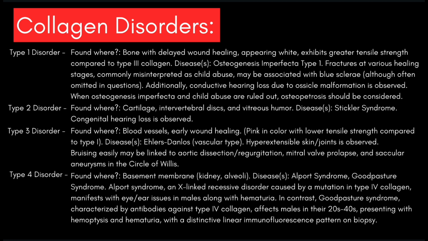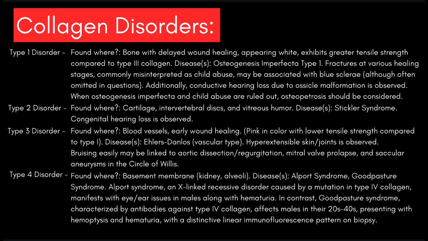Moving on, type 2 collagen disorder. Where is this disorder found? It's found in cartilages, intervertebral discs, and the vitreous humor. The main disease associated with this type of disorder is Stickler syndrome, where congenital hearing loss is observed.